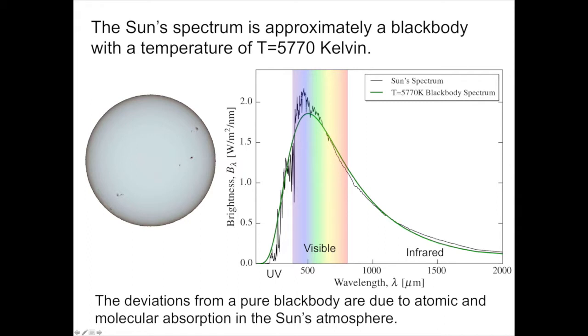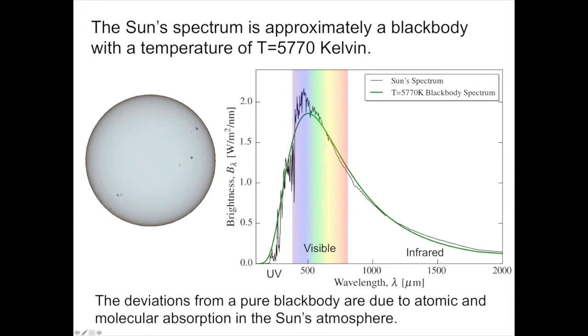In some places, the spectrum of the sun is emitting more light than the black body. In other places, the black body is emitting more light than the sun. For example, down here in the ultraviolet and out here in the visible to near infrared. What's happening is that we're seeing deviations from a pure black body that are due to atomic and molecular absorption occurring in the sun's atmosphere.